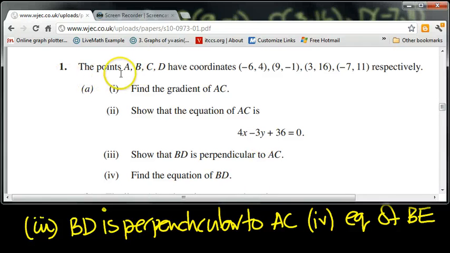Okay, then let's have a look at question 1. We've got these 4 points A, B, C, D. The coordinates are mentioned here in the question. We need to find, first of all, the gradient of A to C, the first and the third point. Then we need to show that the equation of AC is this. Then we need to show BD is perpendicular to AC. And then we need the equation of BD. So these are the 4 things. I've written them all down.